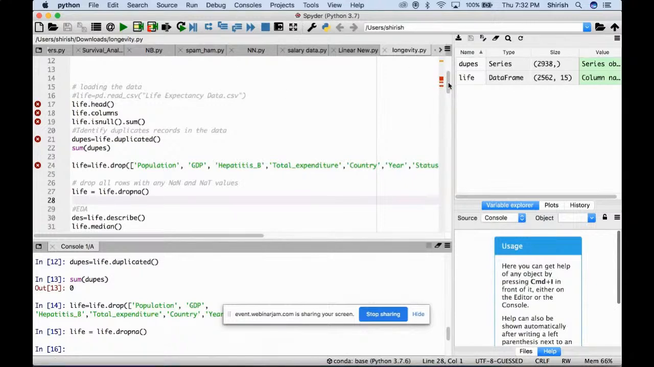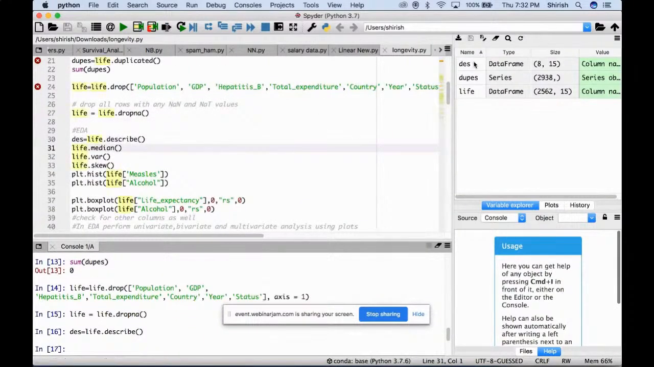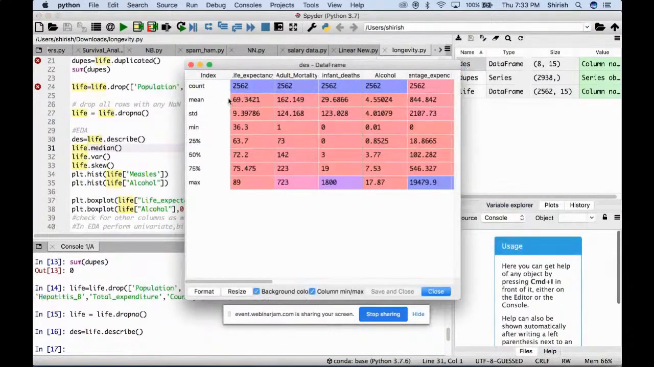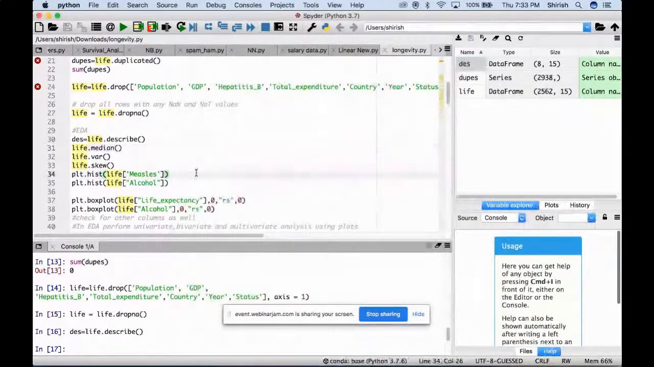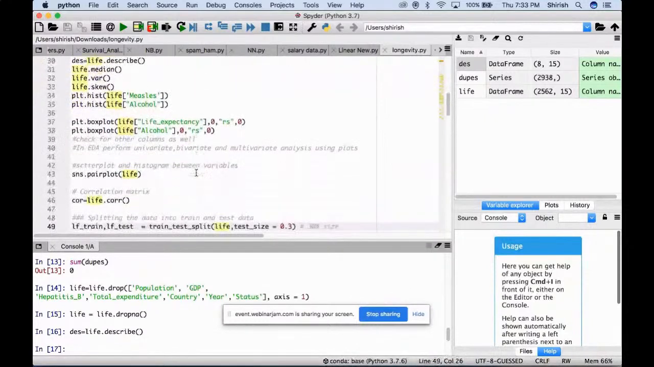So if I start doing analysis of my data, I use describe and I get the information. What is the count? What is the mean? What is the standard deviation? What is the minimum value, maximum value? All these things are available. But I'm interested in building the model and finding the correlation matrix.